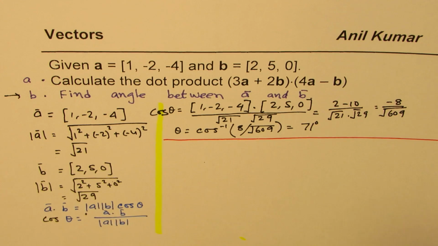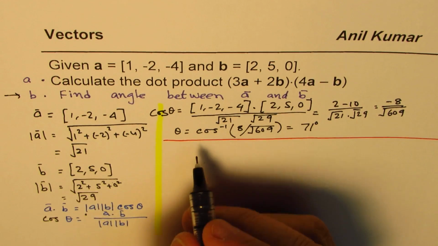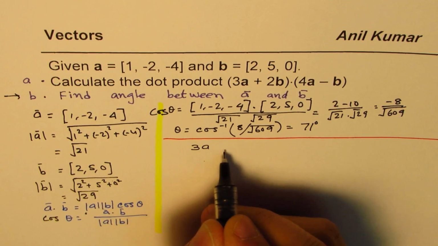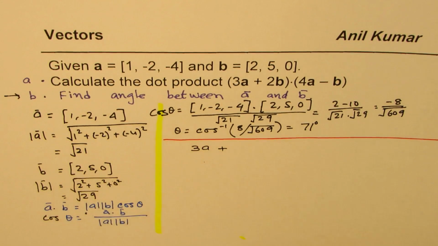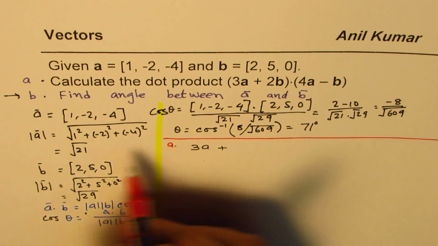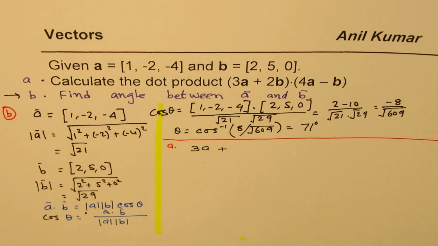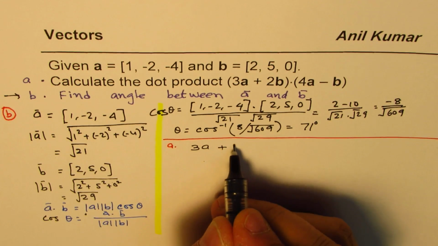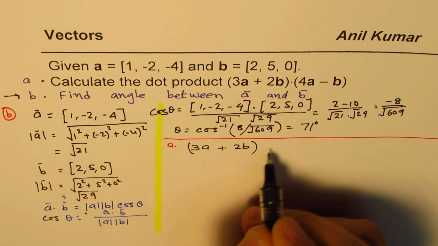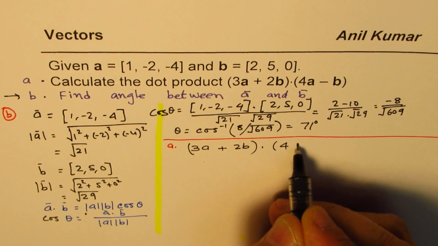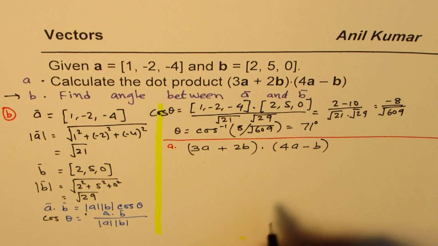Okay, that's fine. So we need to find the dot product of 3a plus 2b dot 4a minus b. Now we are solving part A, but I hope you've understood part B also, right? So part B we did first.